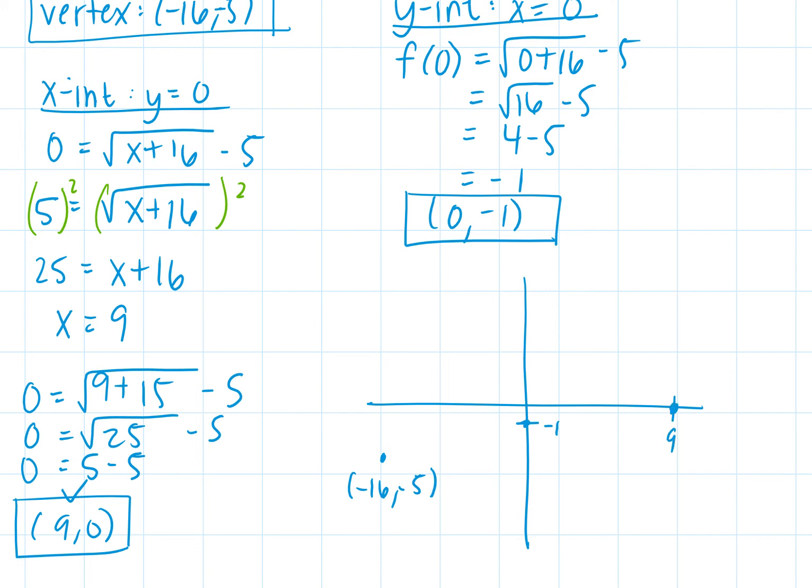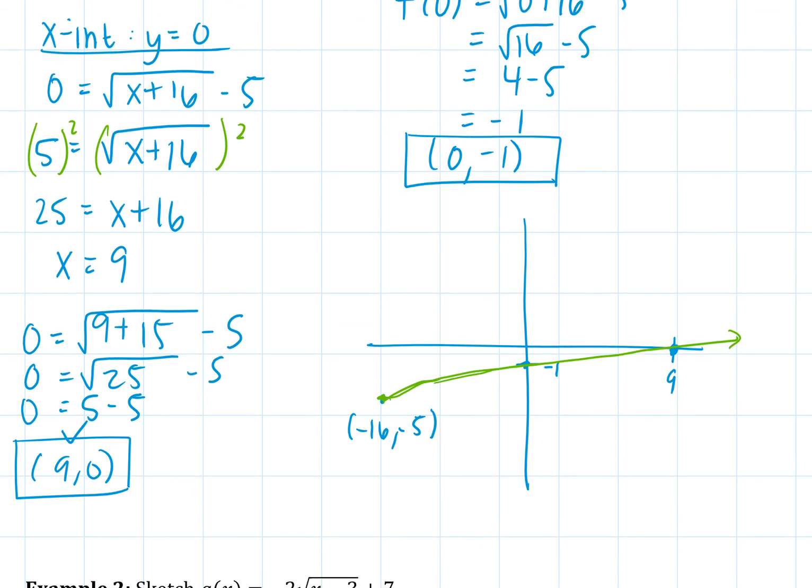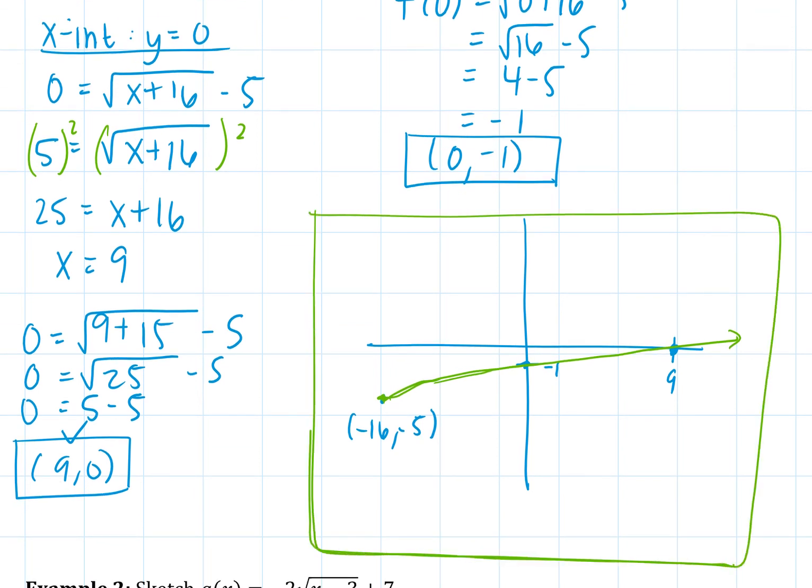So I'm just going to plot these 3 points, and then I'm keeping in mind the vertex is the starting point. That's telling us this is the first x value you can put into the radical to not get a negative number in the radical or an imaginary number. So here's our final answer, the sketch.